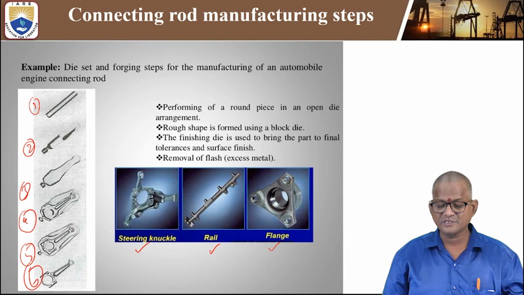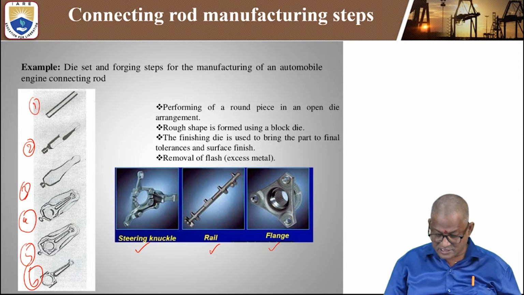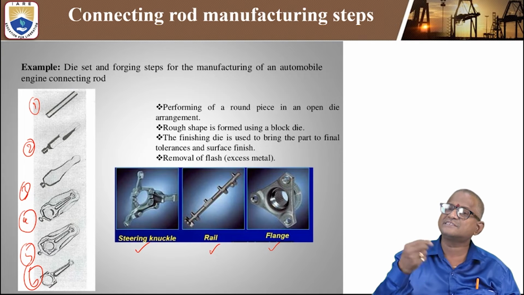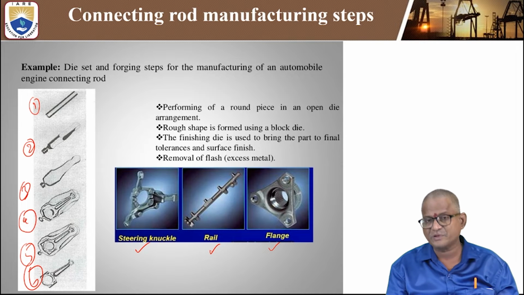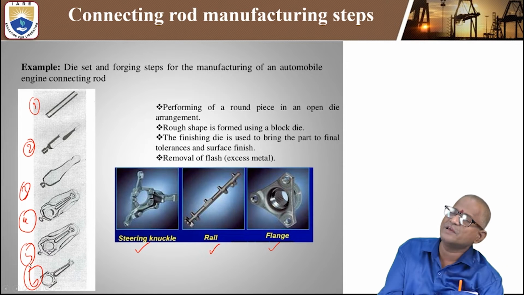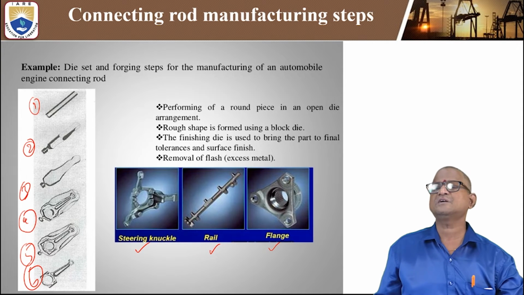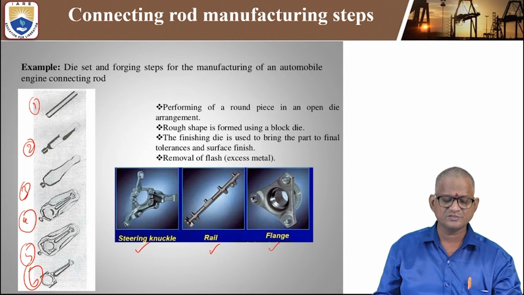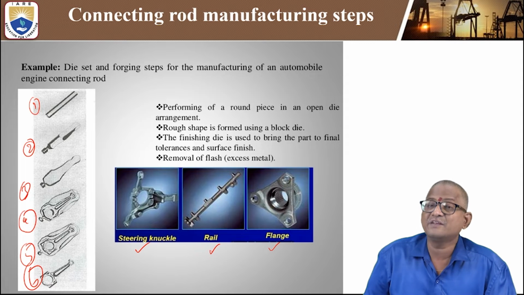And the finishing die is used to bring the part to its final shape. Also, in this case some extra material comes out, which is called flash. Excess metal also comes out from performing the two operations. That flash can be eliminated easily with a knife, and grinding wheel processes can be widely used. So this is about the connecting rod manufacturing steps.